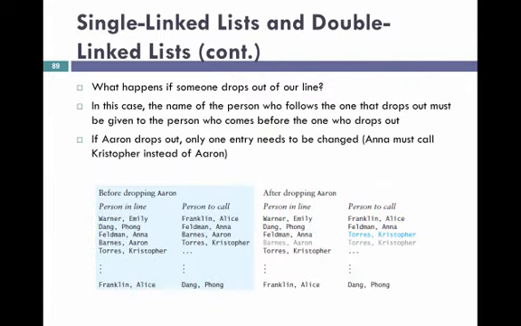Now what happens if someone drops out of the line? In this case, the name of the person who follows the one that drops out must be given to the person who comes before the one who drops out. So here is a line. If Aaron drops out, then instead of Anna pointing to Aaron, Anna needs to be updated to point to Christopher. Okay, Christopher was after Aaron originally. So we only need to change that one entry, and then all the data keeping track of our line is up to date.